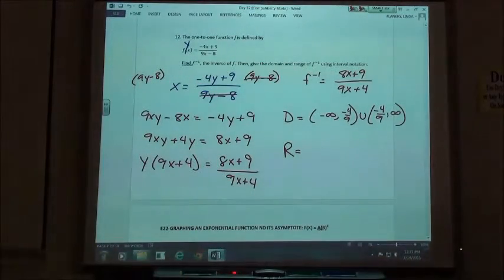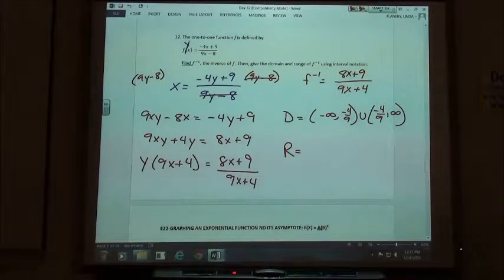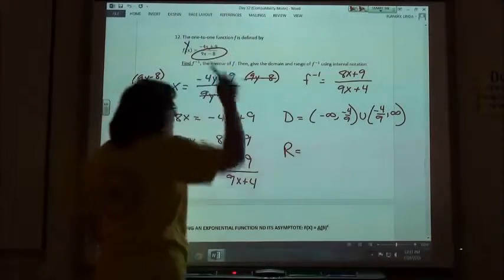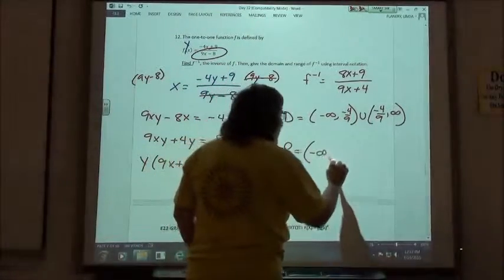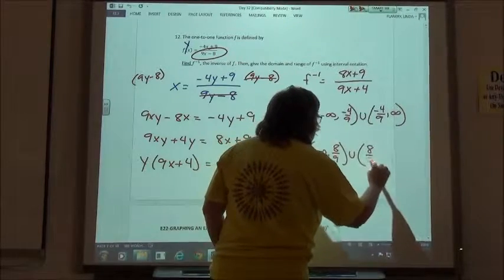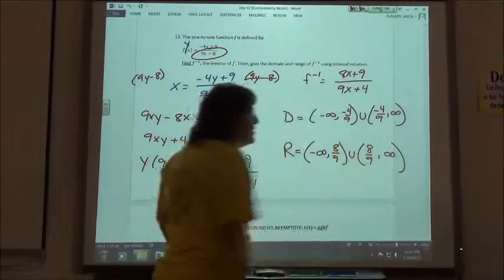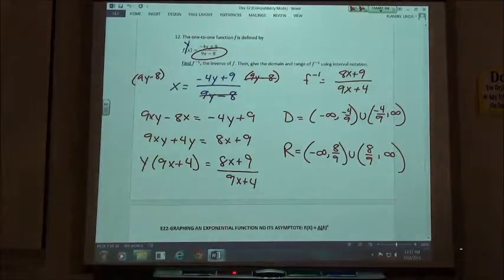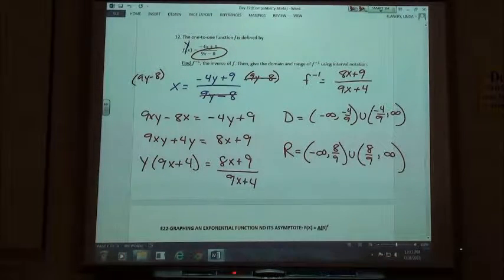The range of my inverse function would be 8 ninths, positive 8/9, using the denominator of our original function. So negative infinity to 8/9, and then 8/9 to positive infinity. So kind of long ones.